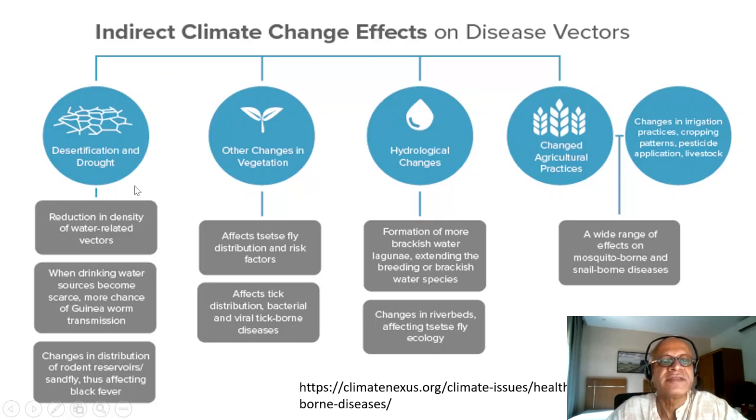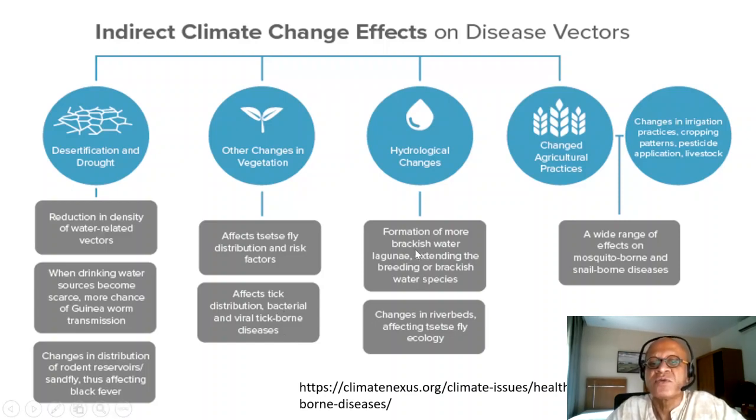So we looked briefly at the impacts of water and food security and nutrition and so on as well, right? So just in terms of details, desertification and droughts can affect reduction in density of water-related vectors. When drinking water sources become scarce, more chance of guinea worm transmission. Very specific example there. Changes in distribution of rodent reservoirs, sandfly, and other affecting black fever. And changes in vegetation can lead to effects on tsetse fly distribution and risk factors. Of course, that's a vector here. Affects tick distribution, bacterial and viral tick-borne diseases. So we're going to talk about some of those, like Lyme, for example.